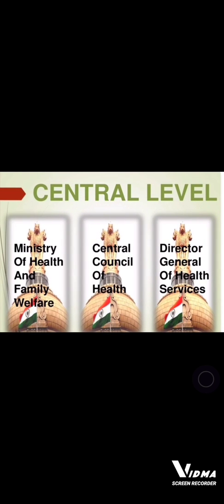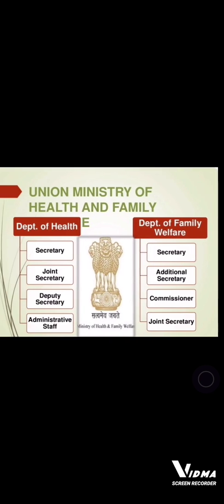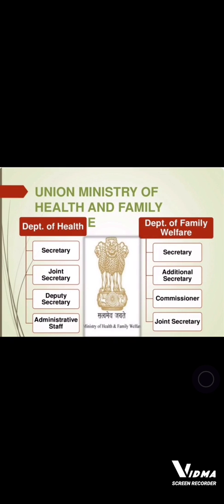The central level is divided into 3 parts: first, the Ministry of Health and Family Welfare; second, the Central Council of Health; third, the Director General of Health Services, meaning DGHS. On the central level, first we will see the Union Ministry of Health and Family Welfare. On that we will see the staffing pattern, meaning all the persons who regulate the policies.